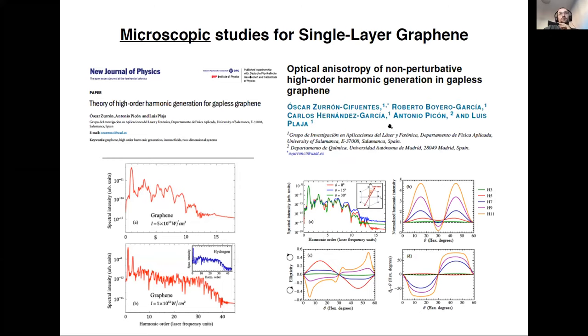Tomorrow, my colleague Oscar Zurrón Cifuentes is going to give you a talk explaining all the theory about the description of the process. So if you have any doubt, I invite you to be there.